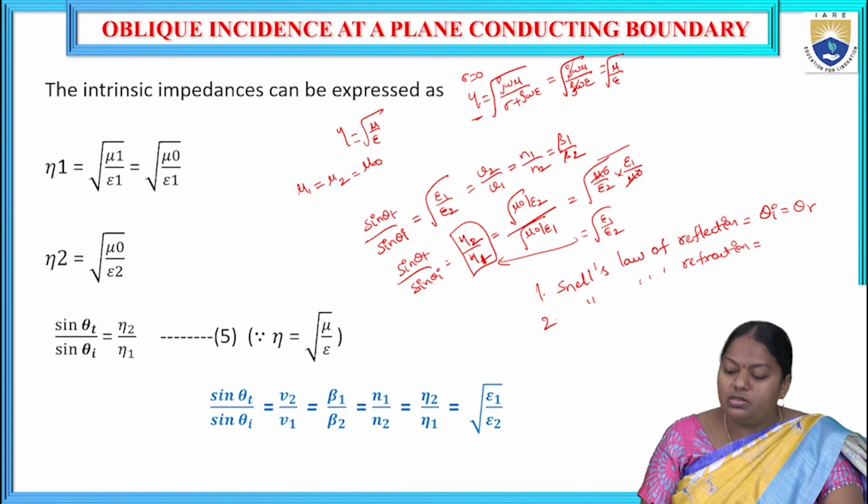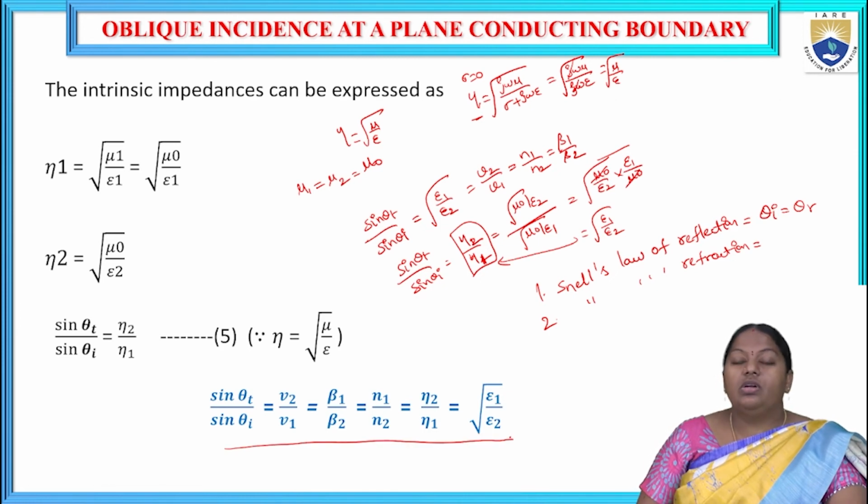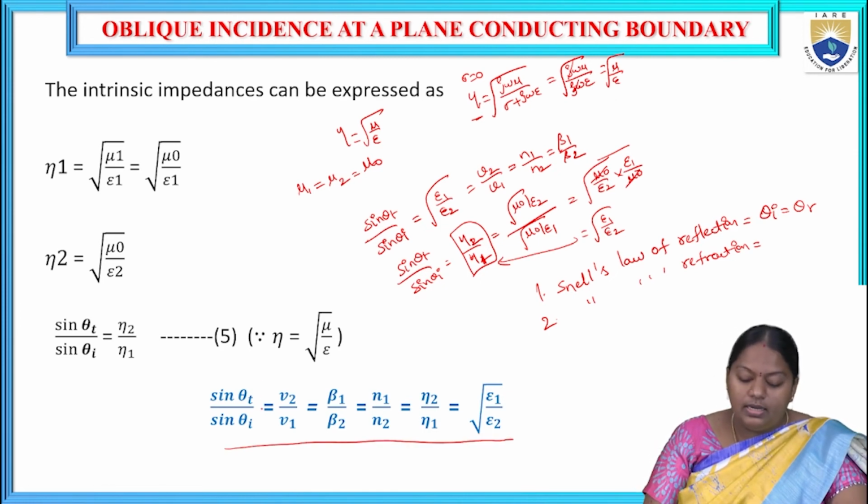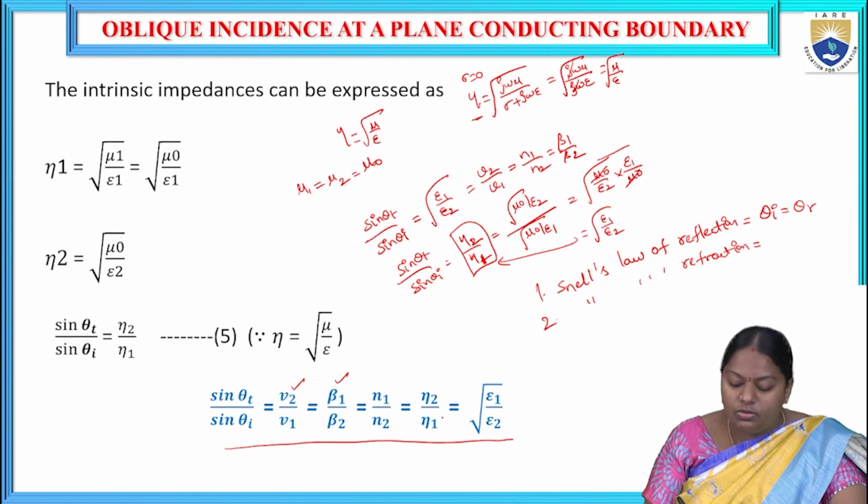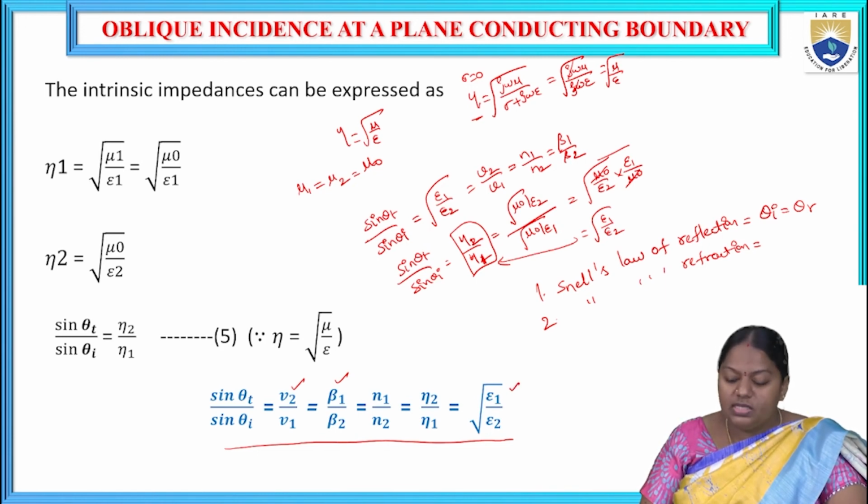This refraction is also called transmission, and here sin theta t by sin theta i is the ratio of theta t to theta i. Now we have got these many relations: from the velocities, v2 by v1; from the phase constants, beta 1 by beta 2; from the index of refraction, n1 by n2; from the intrinsic impedances, eta 2 by eta 1; from the permittivities, root over epsilon 1 by epsilon 2. This is called Snell's law of refraction.